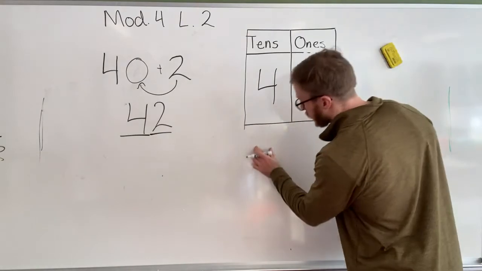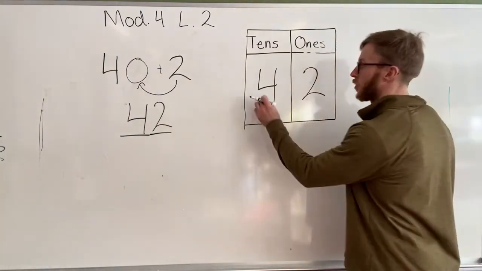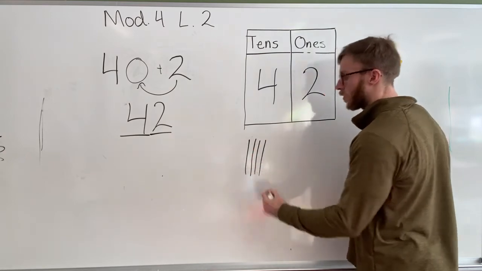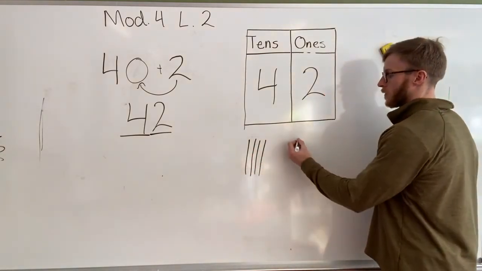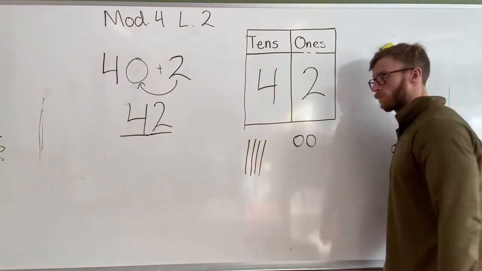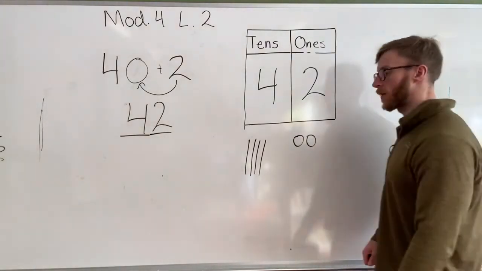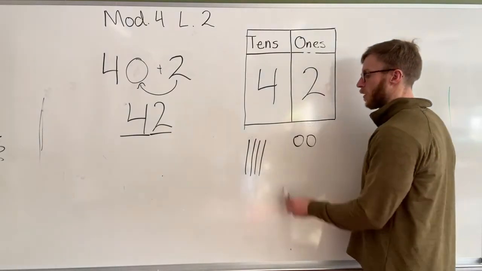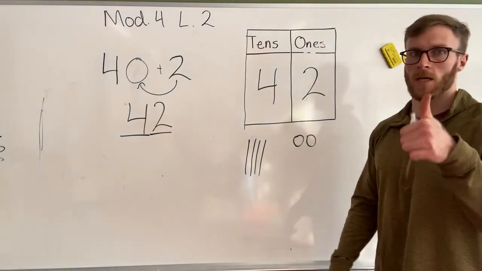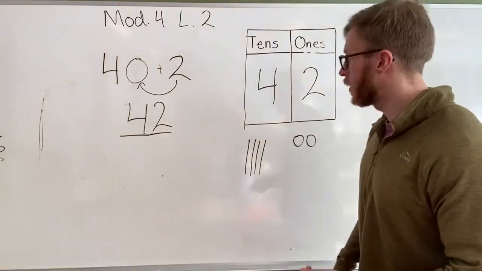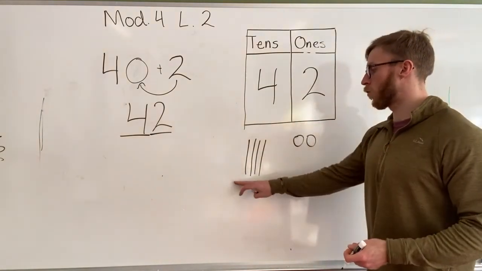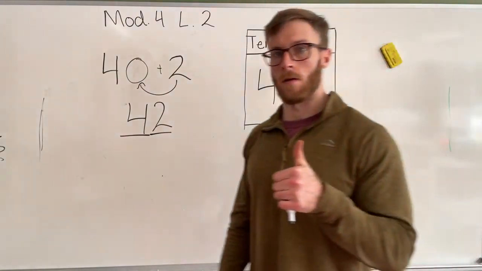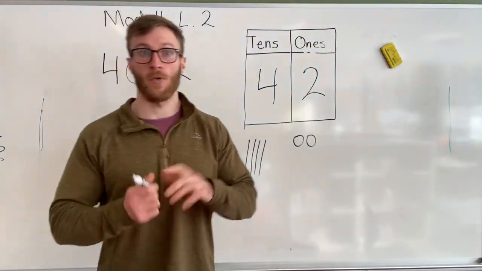Now right here is where I'm gonna be drawing my 10 sticks, and I need to draw 4 of them. 1, 2, 3, 4, 2 1s. 1, 2. Now let's double check. I'm going to count by 10s. 10, 20, 30, 40, 41, 42. Awesome. So my statement would be 42 has 4 10s and 2 1s. All right. Awesome. Great job.